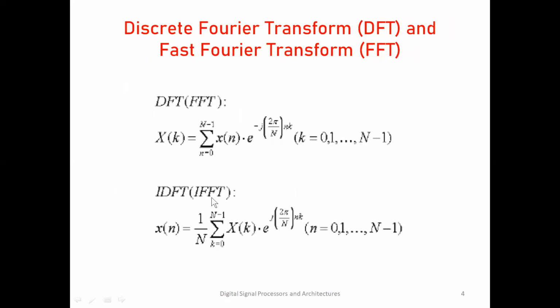This is how the DFT is represented: capital X(k) is the sum from n equal to 0 to N minus 1 of x(n) into e to the power minus j 2 pi nk by N, where k represents 0, 1, and so on up to N minus 1. Similarly, the inverse discrete Fourier transform is the expression used to do the conversion from the frequency domain to the time domain.